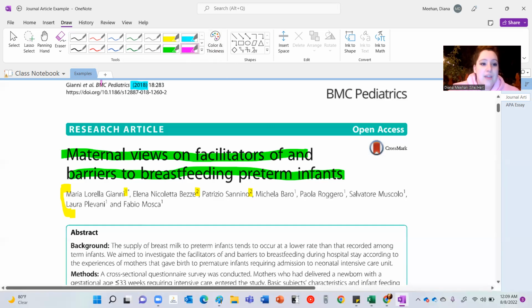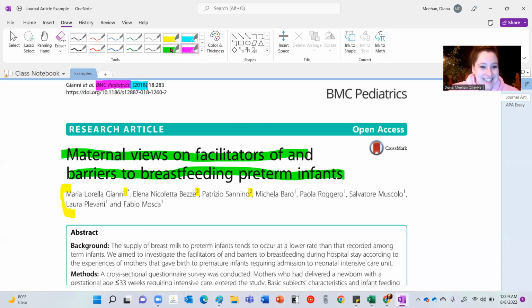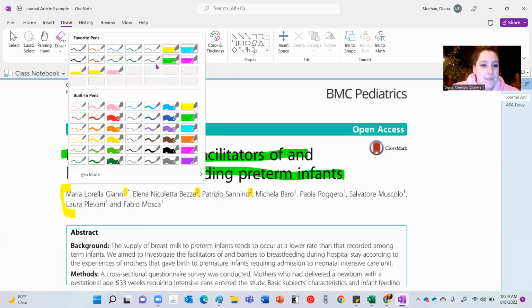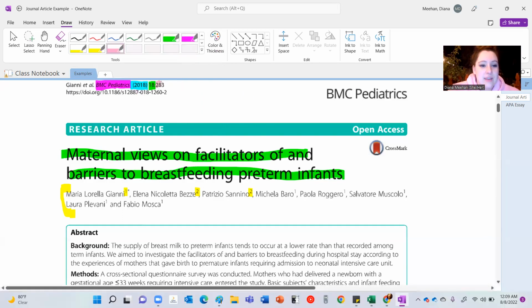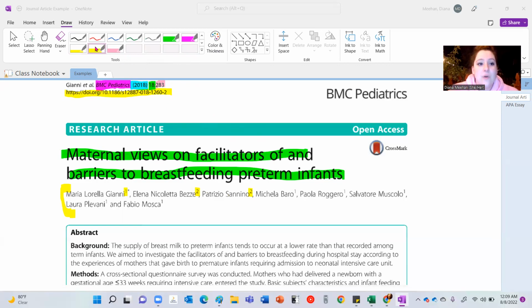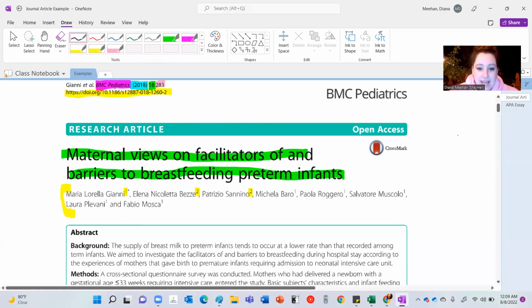It provides you with the journal that published the article. It provides you with the volume number and the issue number. And then it also provides you with the DOI, or the link that connects to this journal article. And then all of these things are going to be used in your APA reference. Okay. So the first page contains that kind of information.